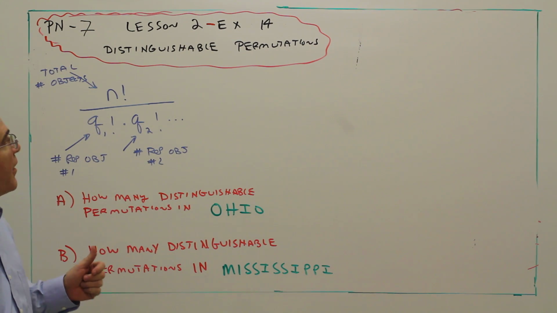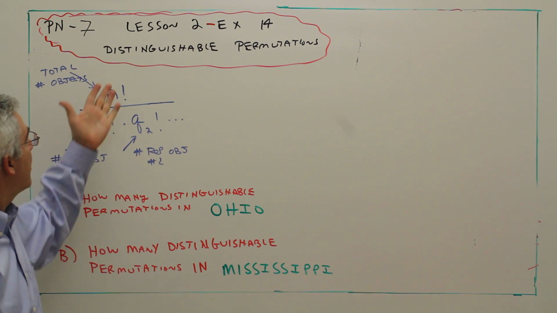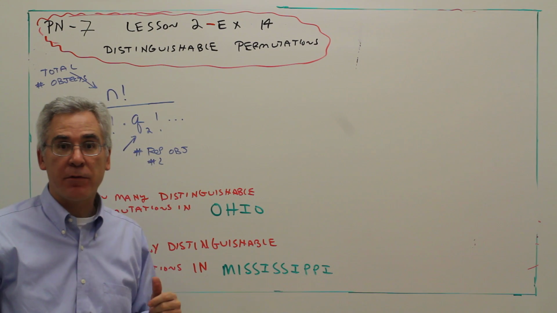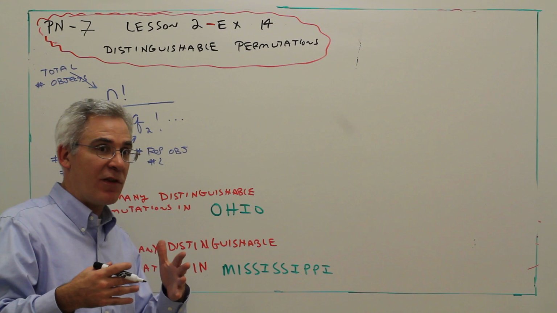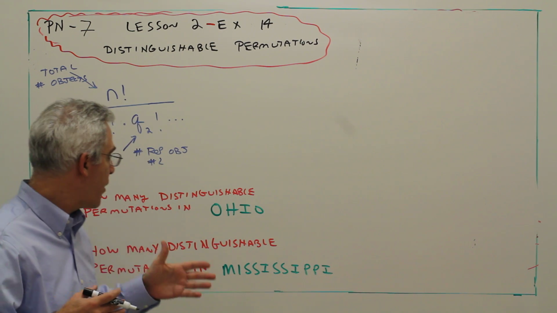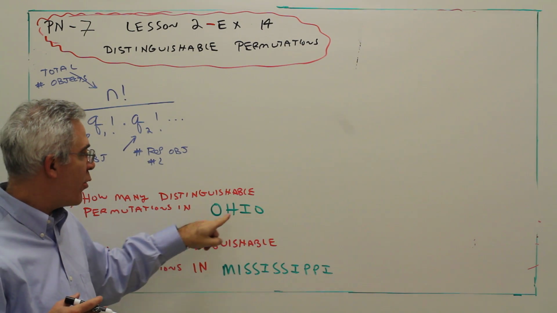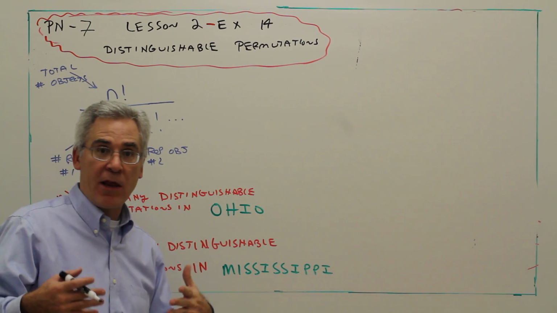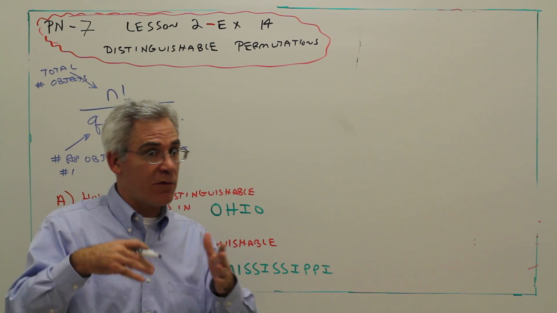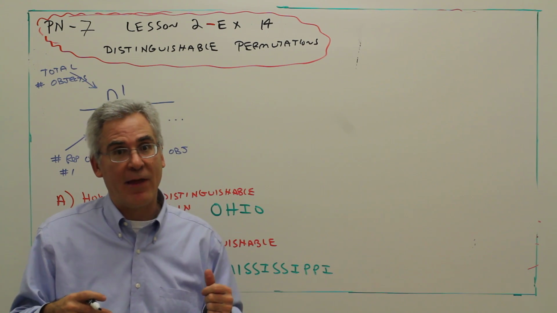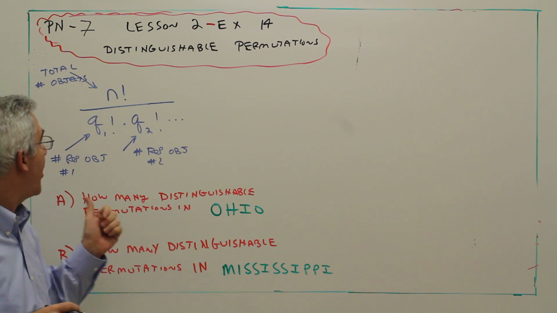Welcome to video PN-7, similar to lesson 2, example 14, distinguishable permutations. What we mean by distinguishable permutations are permutations that you can distinguish from one another. For example, in the word Ohio, you can't really distinguish that O from that O. The same thing with any repeated symbol, unless one was capital and one was lowercase or subscripts or different colors or something like that.